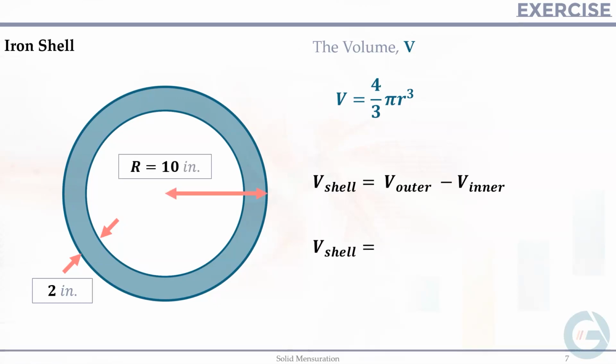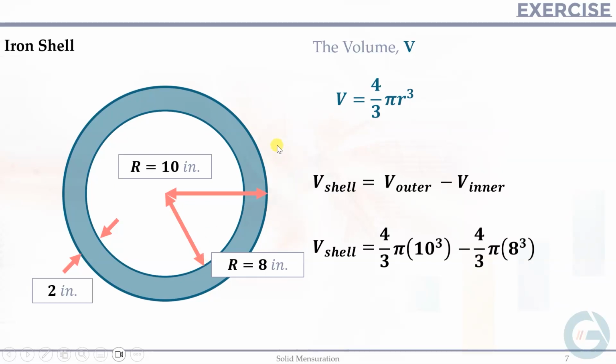And the next equation is, we have outer volume, 4/3 pi 10 cubed, that is the radius of the outer sphere, minus the inner. So what is the radius of the inner sphere? So this is 10. And the thickness of this shaded region is 2 inches. So which means 10 minus 2 is 8. So that is the radius of the inner sphere. So we have minus 4/3 pi 8 cubed. Okay, so the radius of the inner sphere is 8. This one, 10, is the outer sphere.